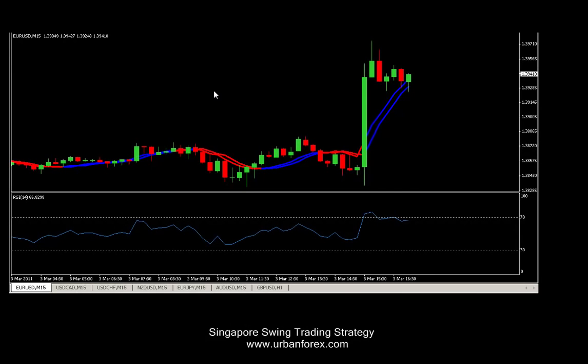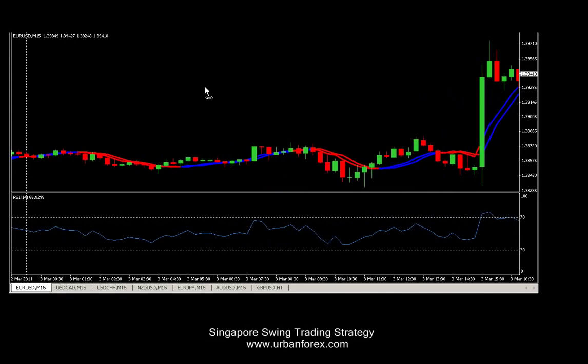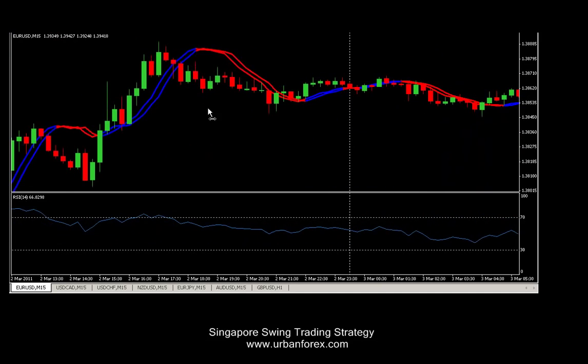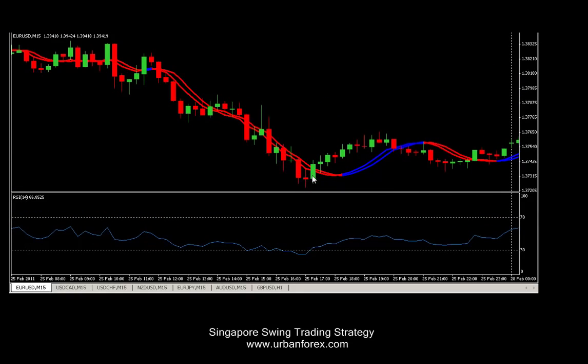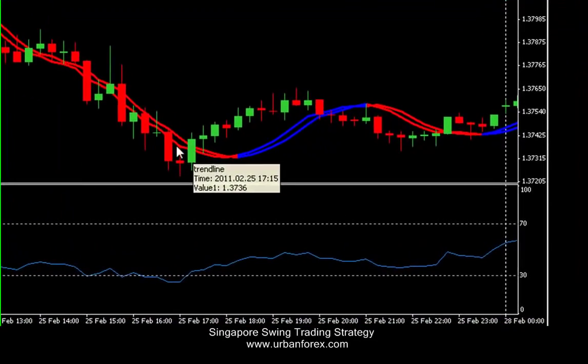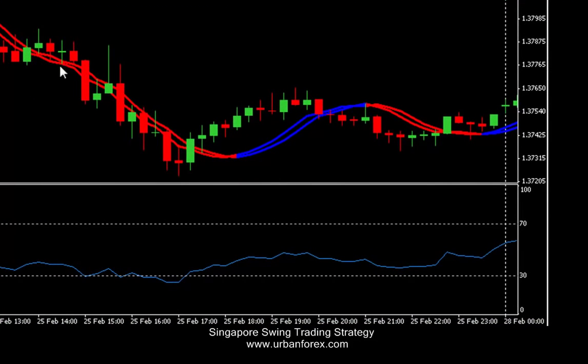Let's start with the buy example. Let's scroll back then and find you one. Alright, here we have a buy example. You can see that the market was trending all the way down, giving us these two red moving averages, and you can see that down here our RSI closed or started trending down below the 30 level.